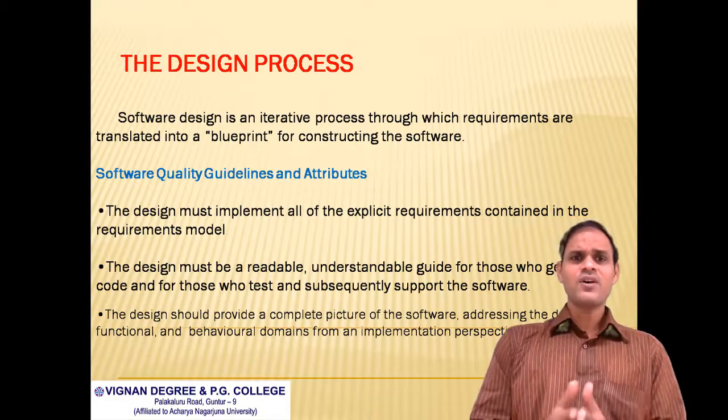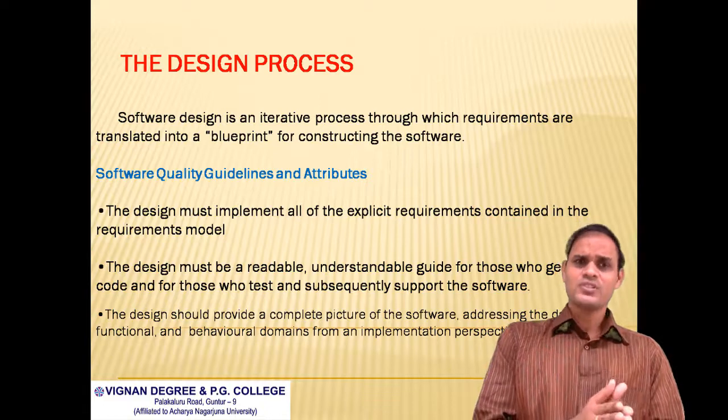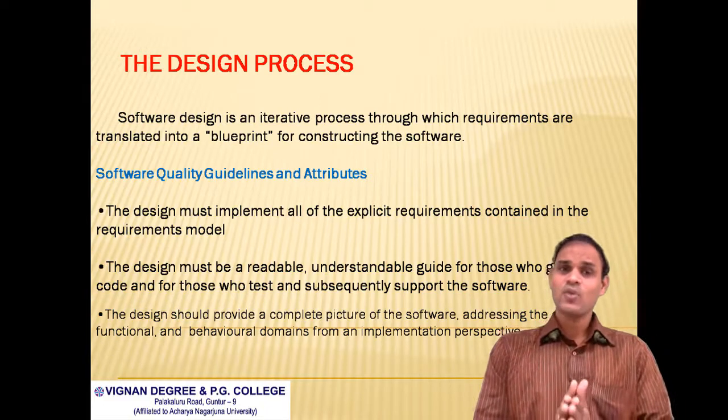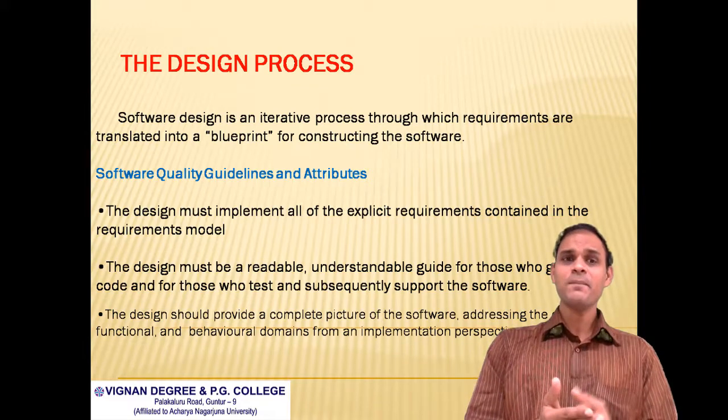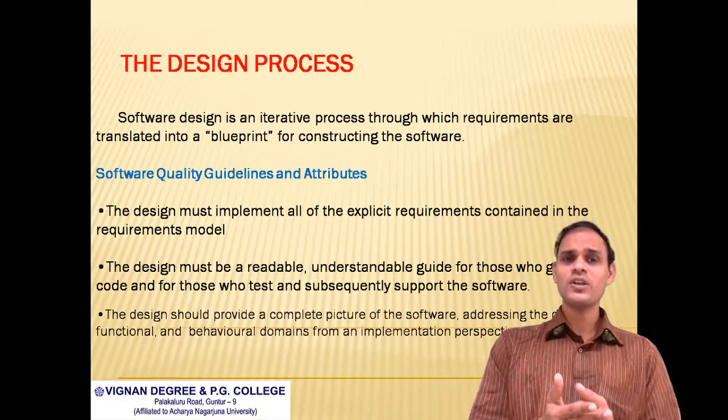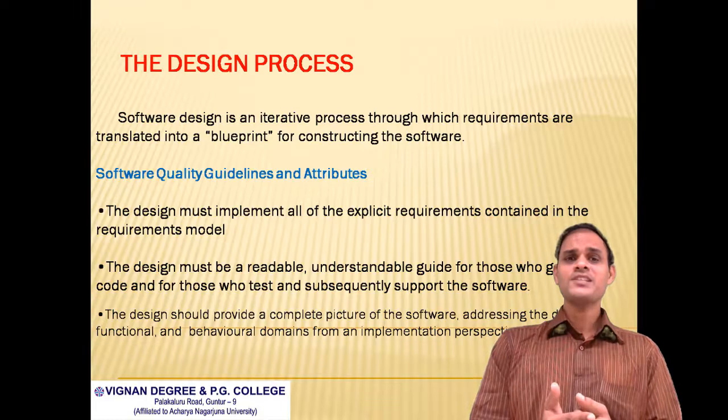The software quality guidelines and attributes. So what is software quality? Quality means how much quality we can provide in what is produced. That is the purpose of using quality. Basically we use some guidelines and attributes.